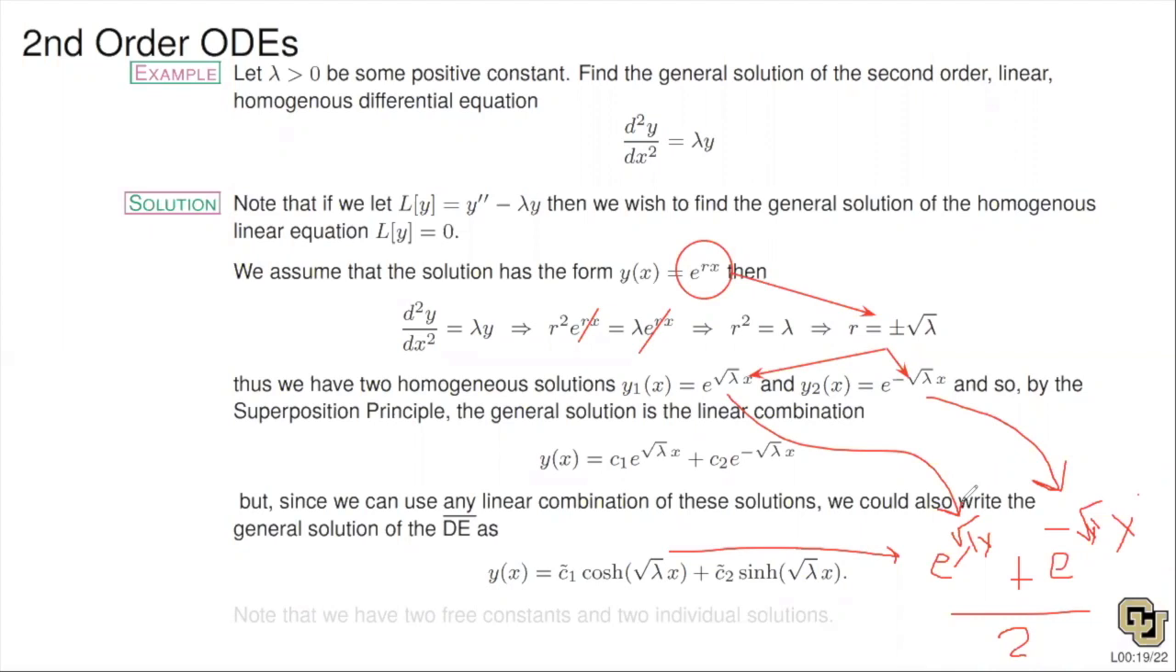So any two functions in this space that are linearly independent will also form a basis. Here we can form cosh and sinh. For cosh, we average e to the square root lambda x and e to the minus square root lambda x, that is, their sum over 2. And for sinh, that's e to the square root lambda x minus e to the minus square root lambda x, over 2. Those are in the function space, and they can be shown to be linearly independent. So those functions are also a basis for the solution space.